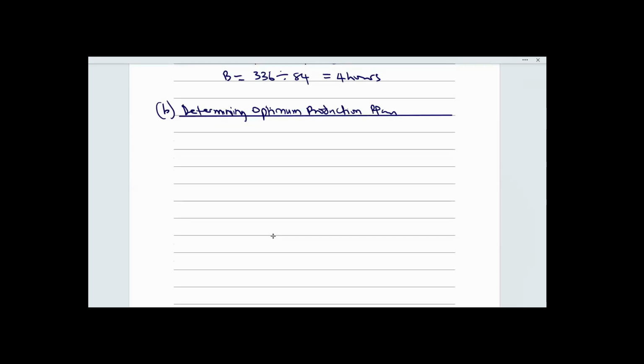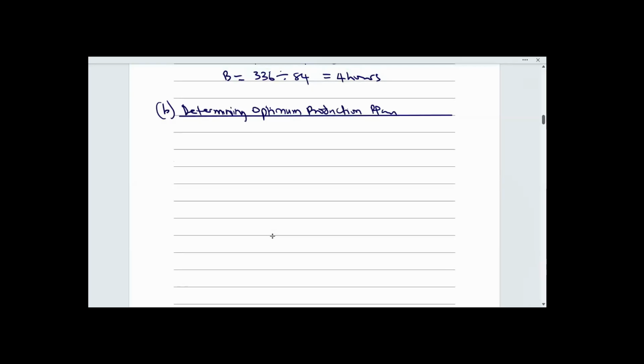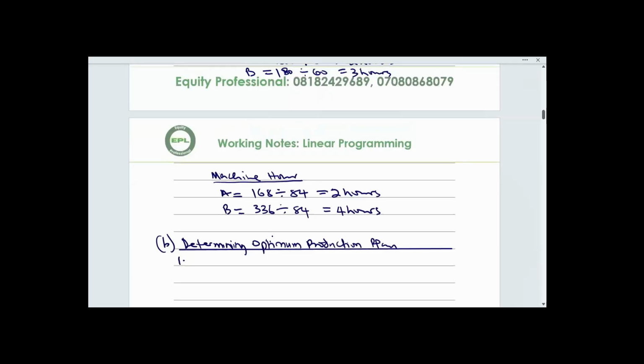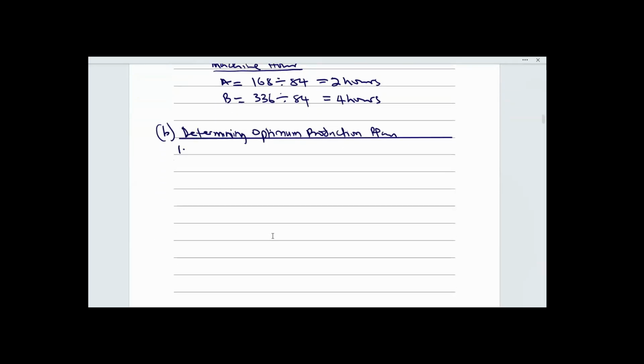Out of this, the examiner has already given you, and you have already done in the A part, which is to formulate the linear programming model. So I don't need to waste my time on this. The next thing, step 1, is to bring out the equations and solve using the elimination method. On the day of your exam, there is no need for you to say bring out the equations and solve. Just go ahead and continue calculating, so you don't waste time. But for the purpose of this class, I will just say bring out the equations.